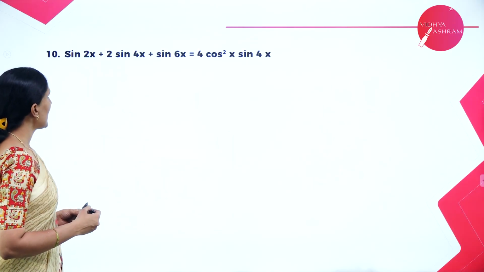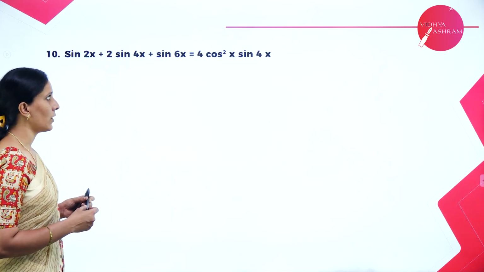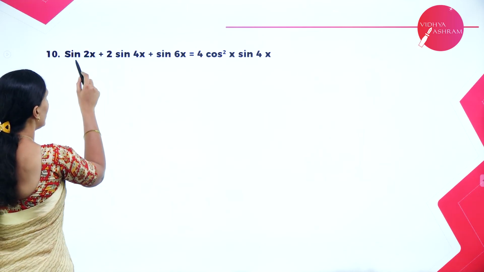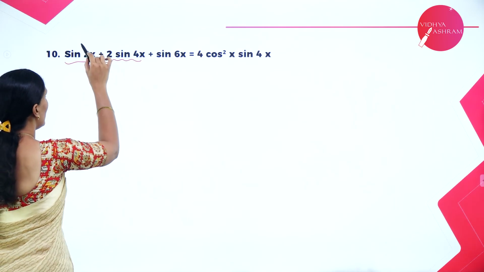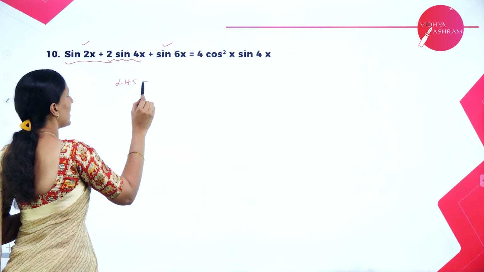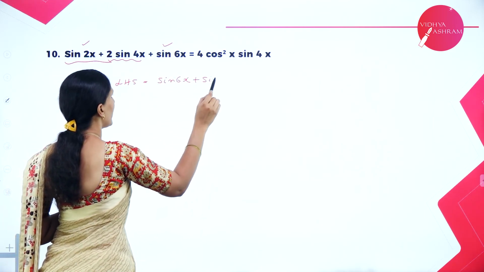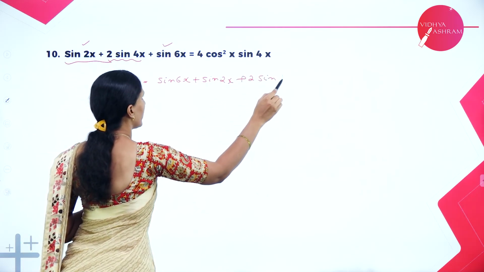Next we have sine 2x plus 2 sine 4x plus sine 6x is equal to 4 cos square x sine 4x. So here I cannot apply the transformation formula for the first two terms, so let me rearrange and then apply the transformation formula. I will first take the term sine 6x, then I'll take sine 2x, then here I'll take 2 sine 4x.